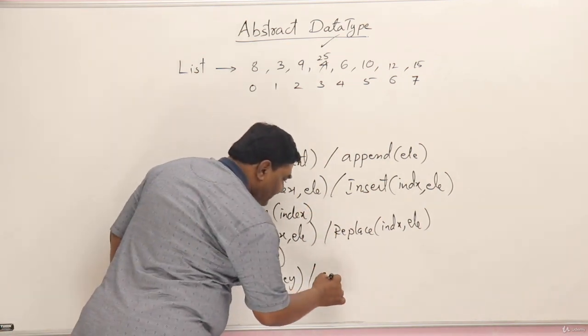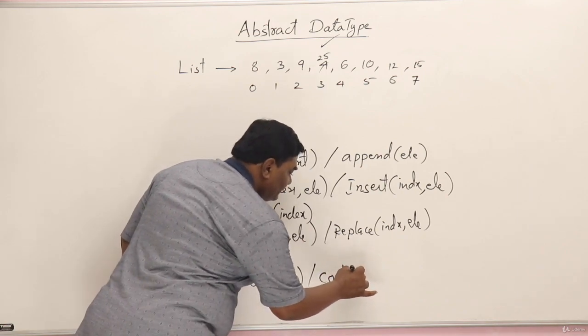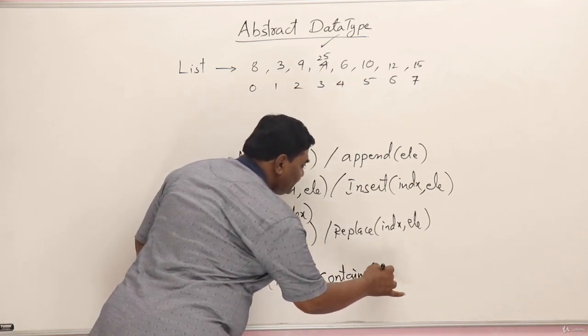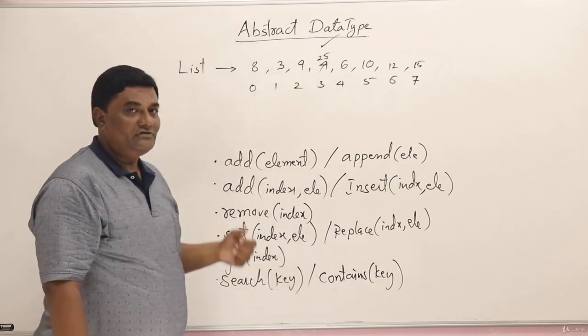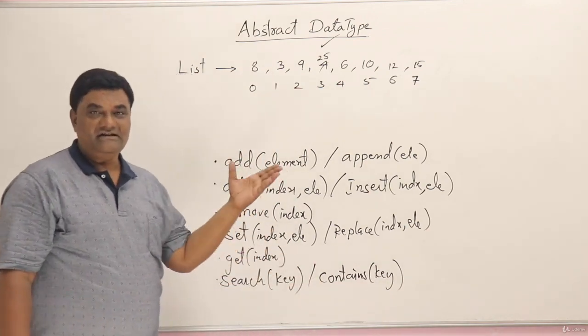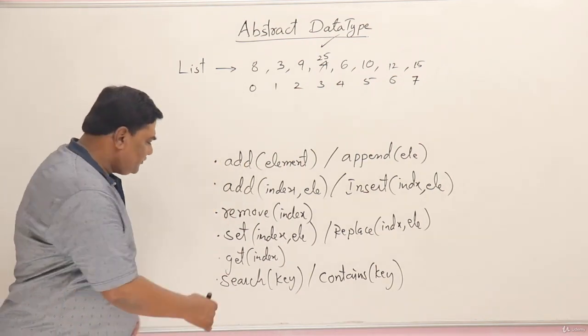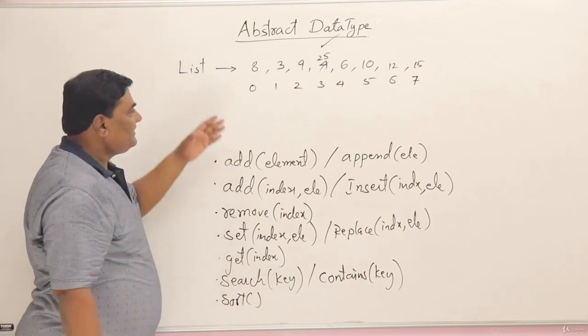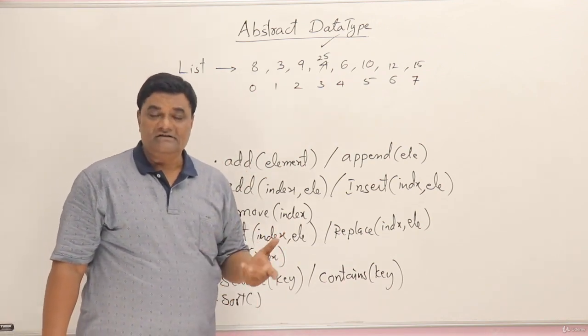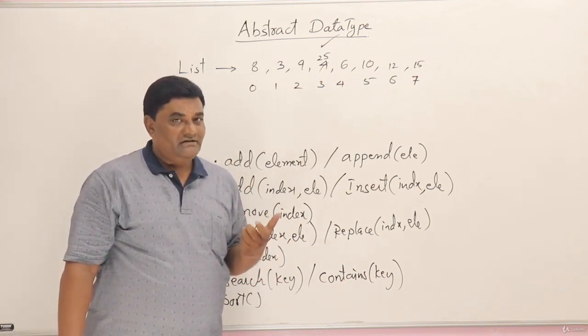This search is also called as contains key. So we want to know whether this key element is there in the list or not, or the list contains that element or not. Next, you may want to sort the list. So you want to arrange all these elements in some order. That is, you want to make it as a sorted list.